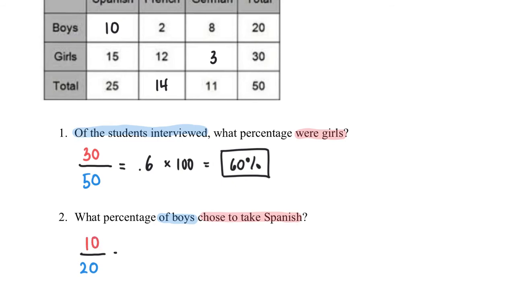Okay, so now we can finish. 10 divided by 20 is 0.5. 0.5 times 100 is 50%. Okay, let's do one more.